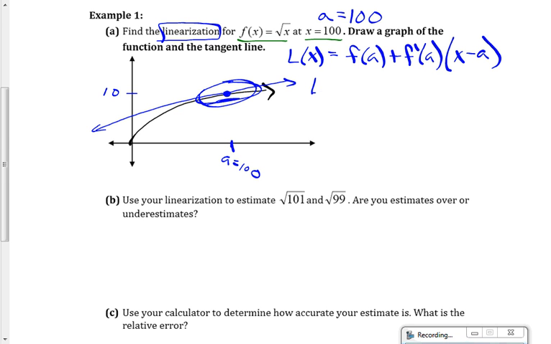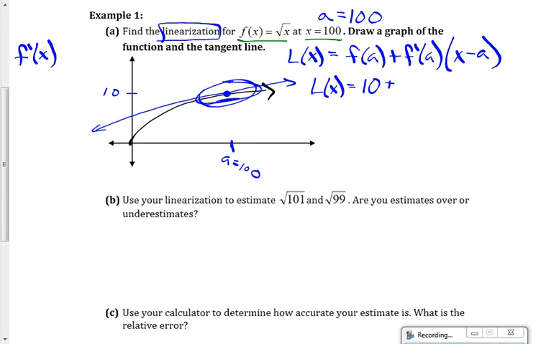L of x is equal to, do you know f of a? 10. It's a pretty easy one because it's a pretty easy function. It can get a little more complicated, but not a lot more complicated, because the point of linearization is to find approximations when you don't have a calculator with you. Okay? We need to find f prime of a. In order to find f prime of a, we need f prime of x.